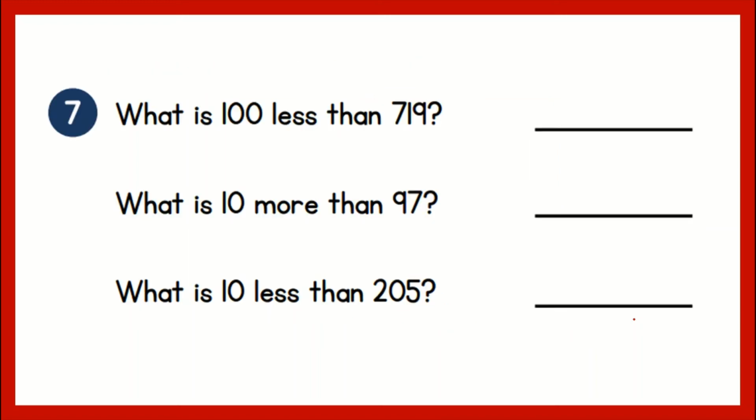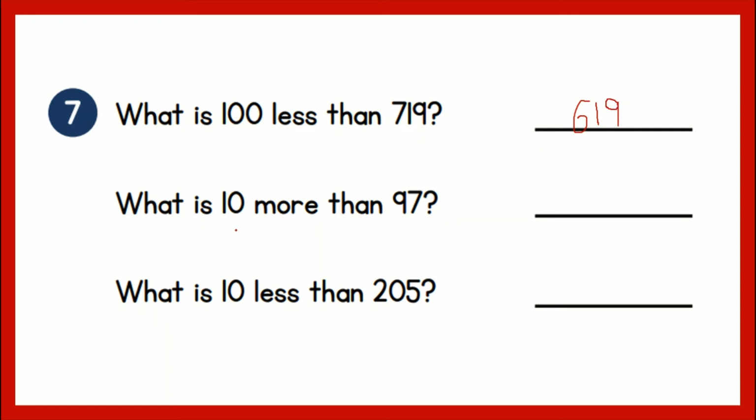Question 7. What is 100 less than 719? So if we're working out what 100 less is, we're taking off 1 from the hundreds column. So if we do 7 minus 1, it's 6. So the answer is 619.